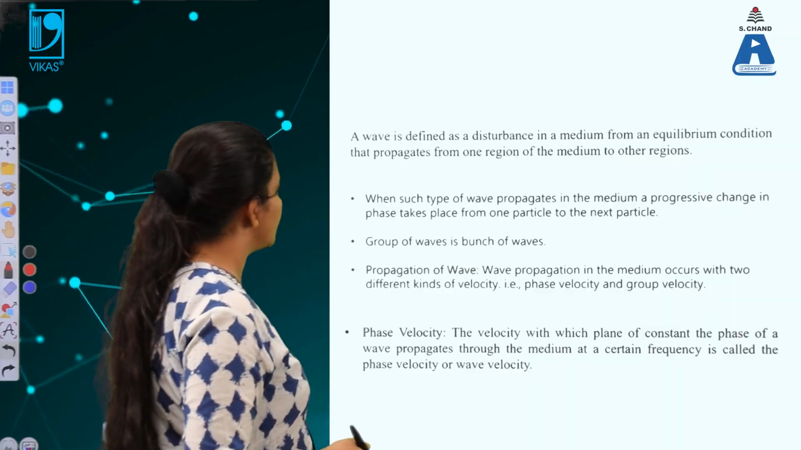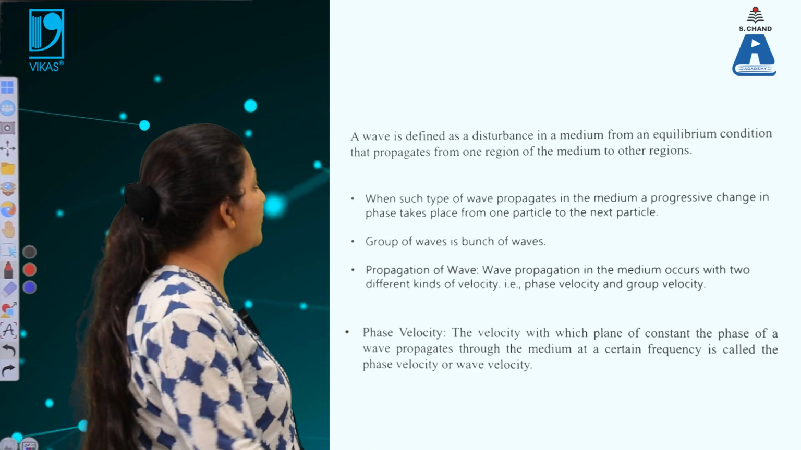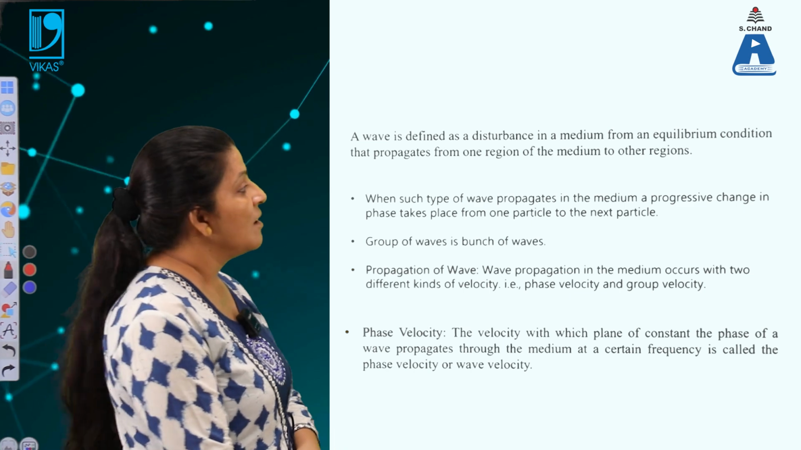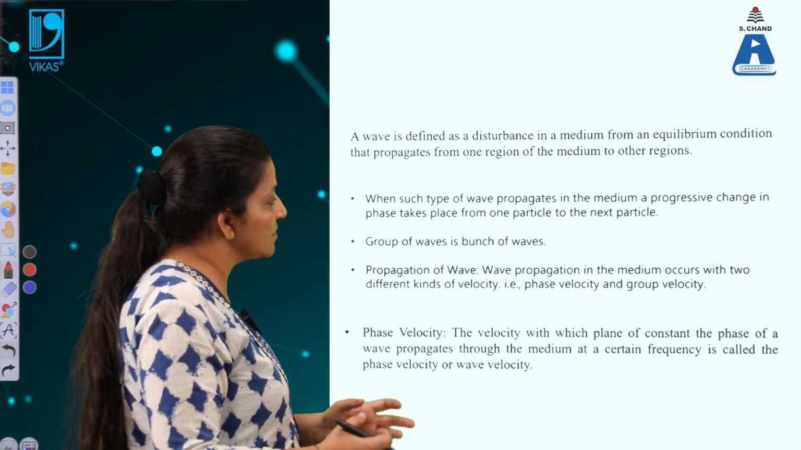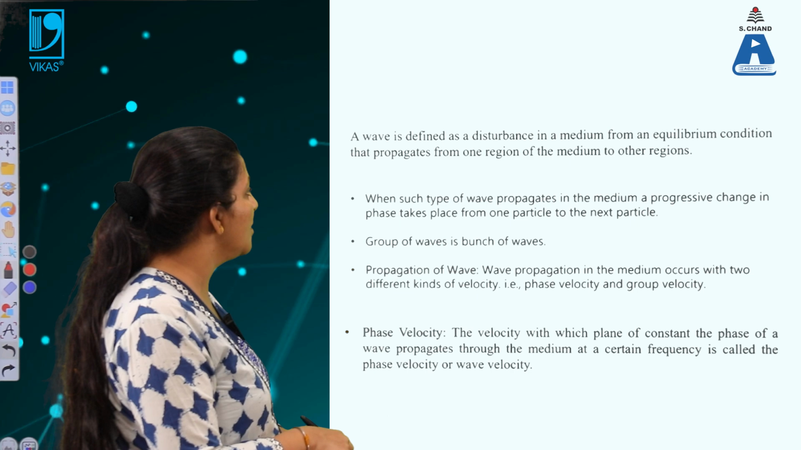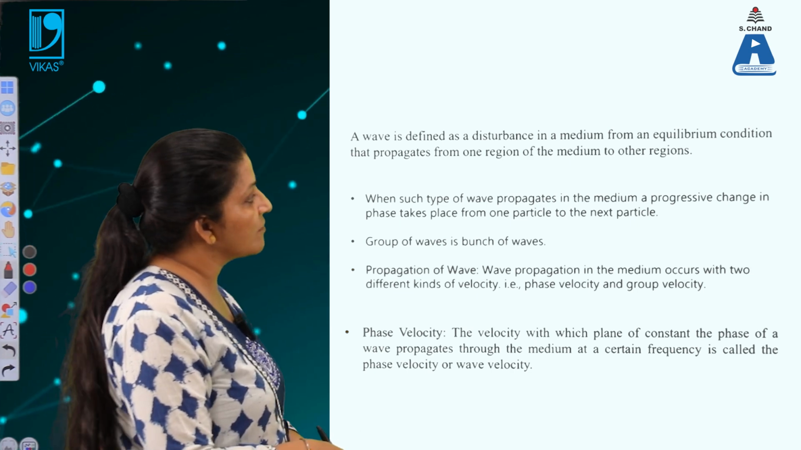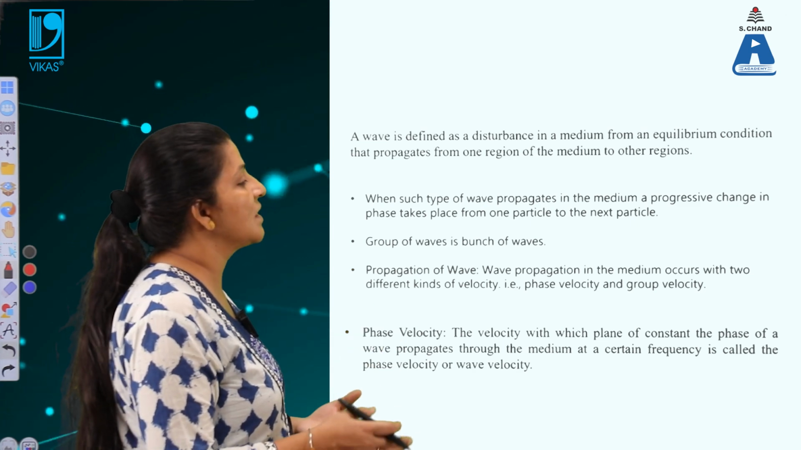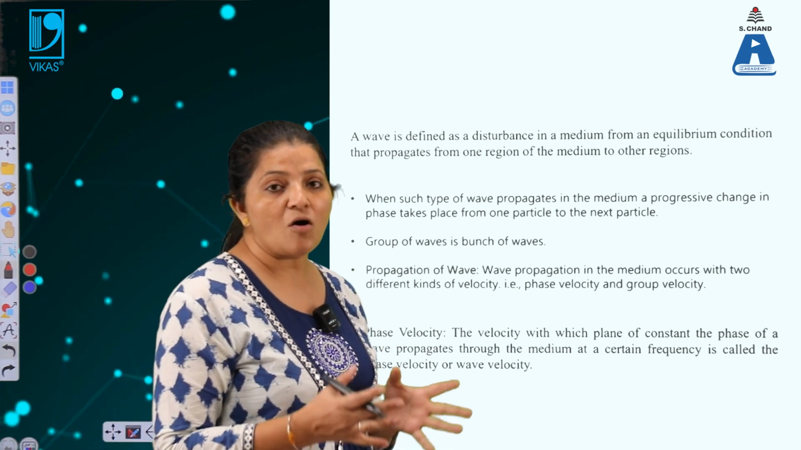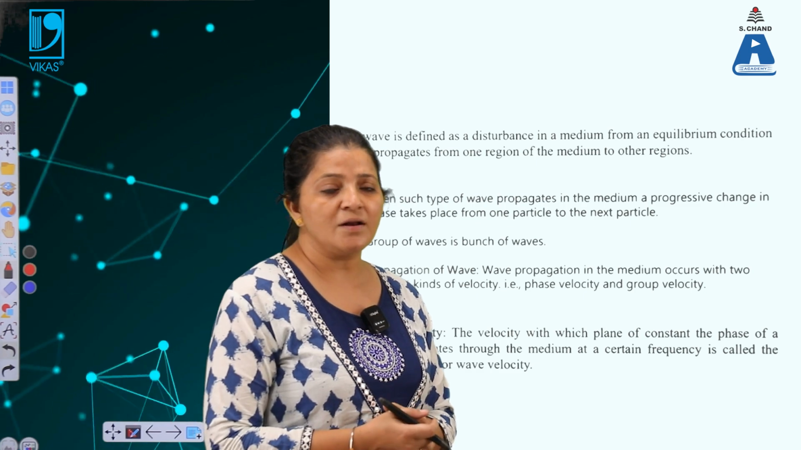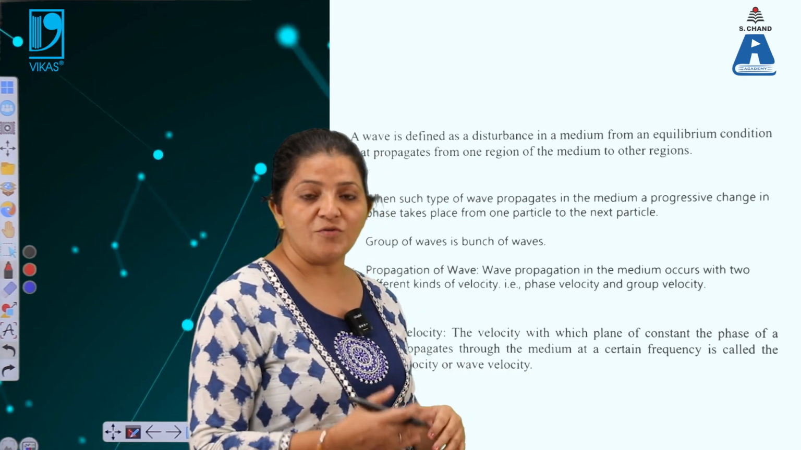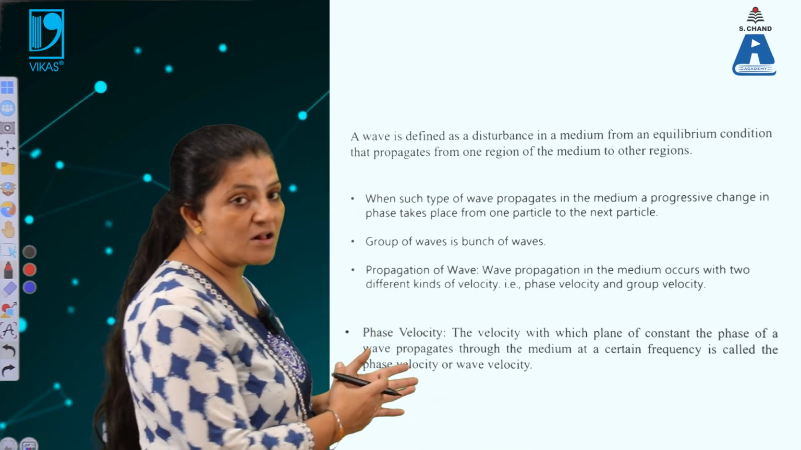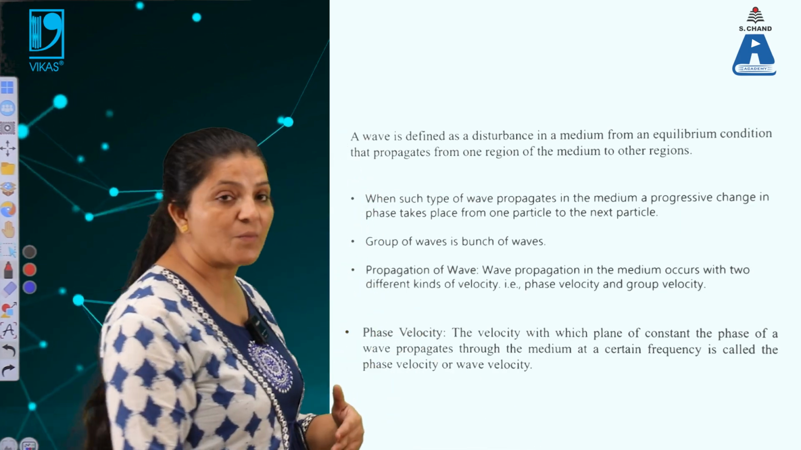Now let us start with the topic. Firstly, we will understand what a wave is. A wave is defined as a disturbance in the medium from an equilibrium position, and that propagates from one region to another region. Waves can be water waves, standing waves, so all kinds of waves are present. When a particle moves from one place to another, waves are also transferred from one particle to another particle.